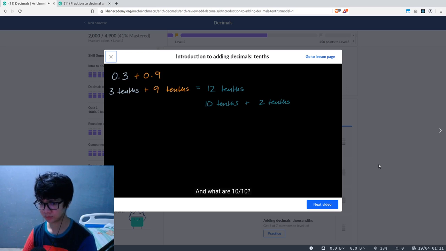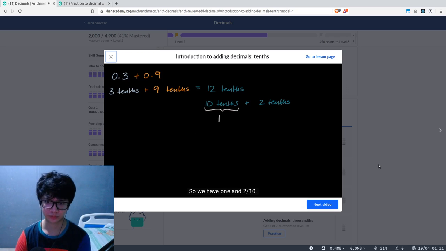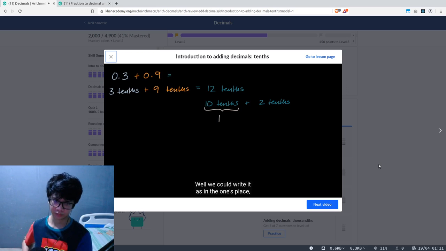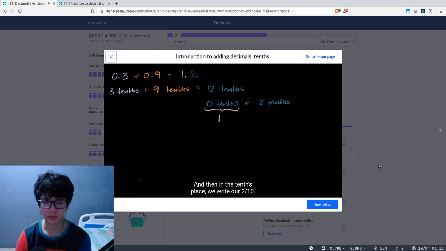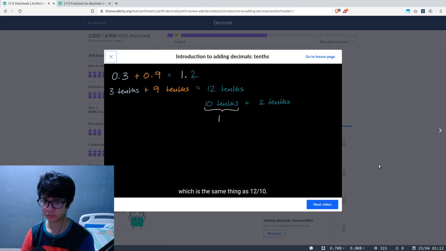And what are 10 tenths? Well, if I have 10 tenths, this right over here is one whole. So that is going to be 1. So we have 1 and 2 tenths. So how do we write 1 and 2 tenths? Well, in the ones place, we just write a 1. And then in the tenths place, we write our 2 tenths. So you could say it's equal to 1.2, or you could say it's equal to 1 and 2 tenths, which is the same thing as 12 tenths.